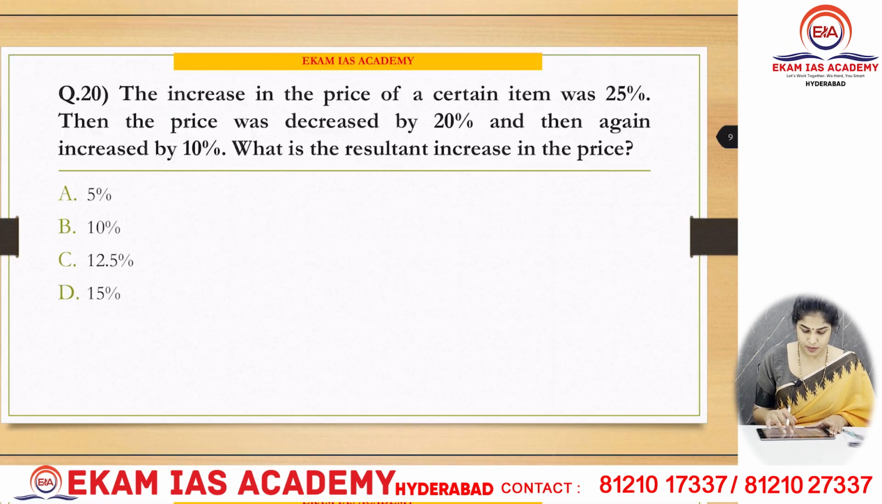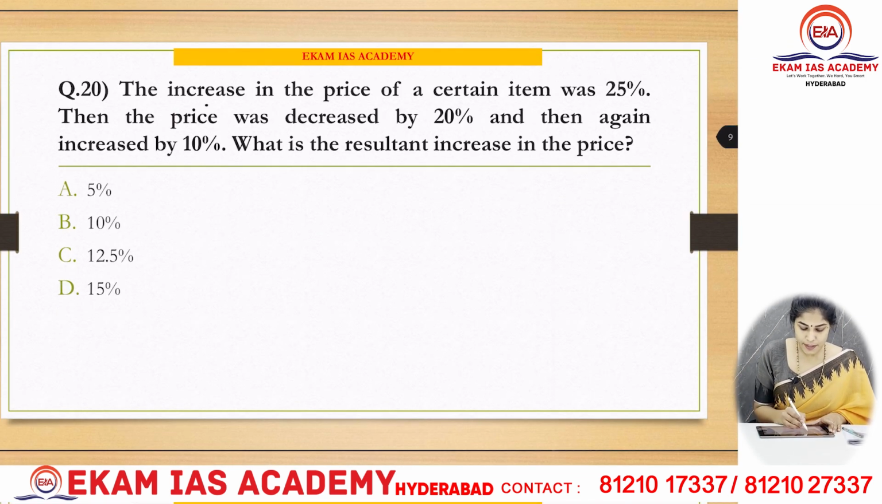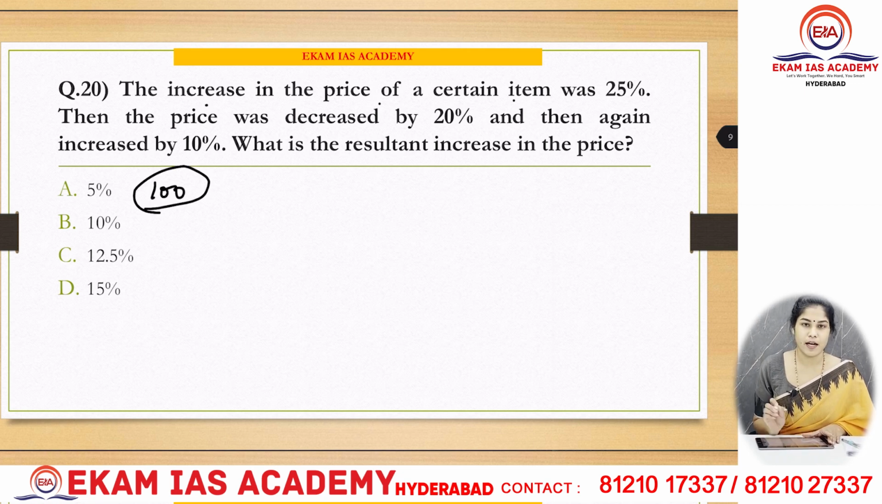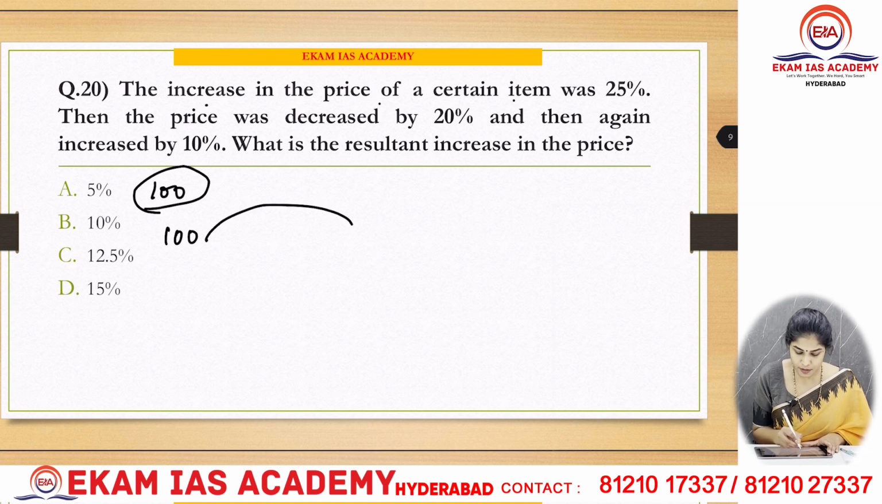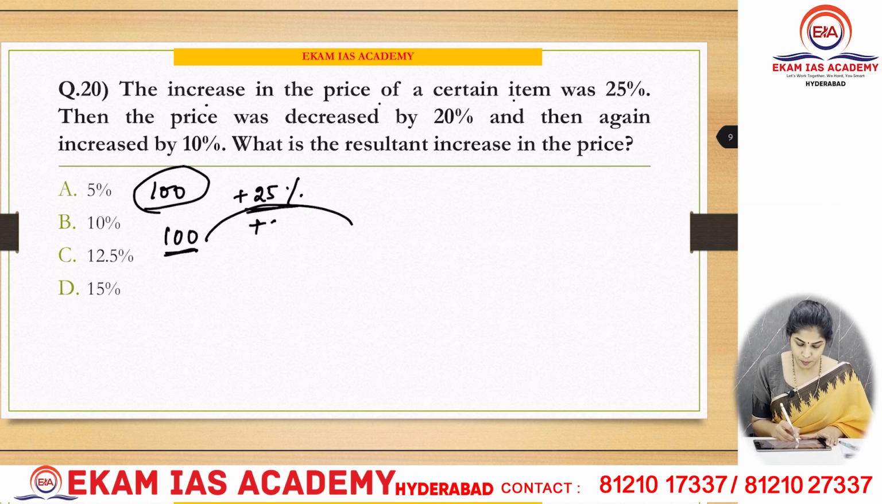Next question. The increase in the price of a certain item was 25%. Let me think, let the price of the item be 100. In 100, he is telling it was increased by 25%. What is 25% of 100? It is 25, right? So plus 25. The resultant is 125. Then the price was decreased by 20%.